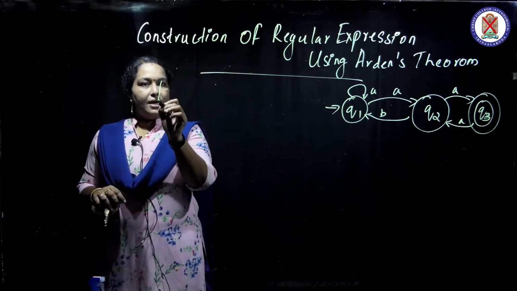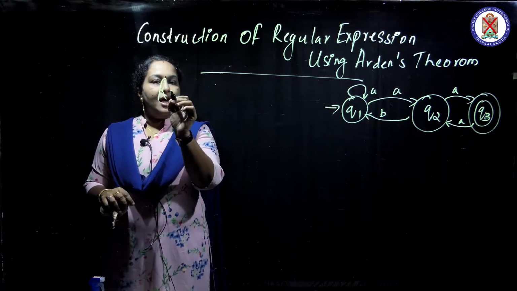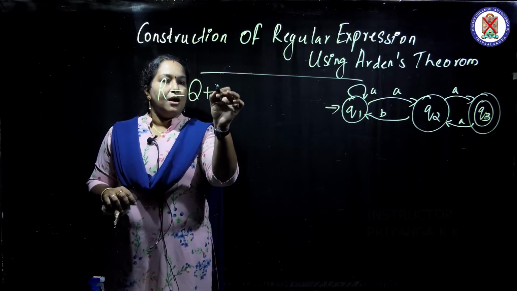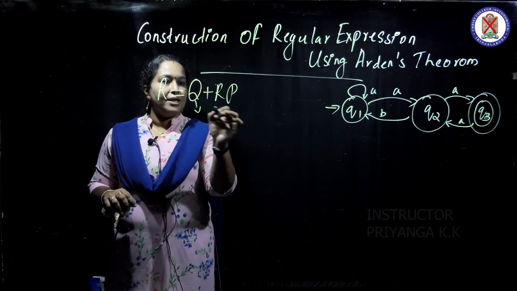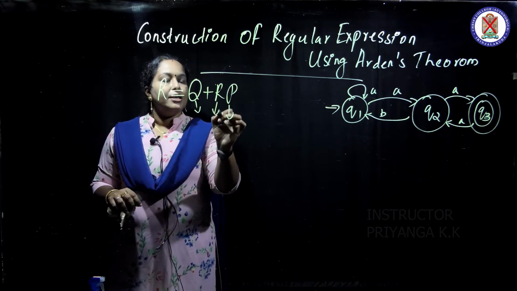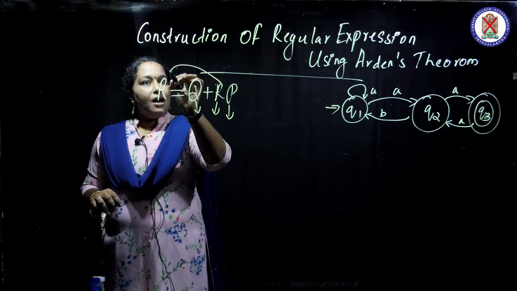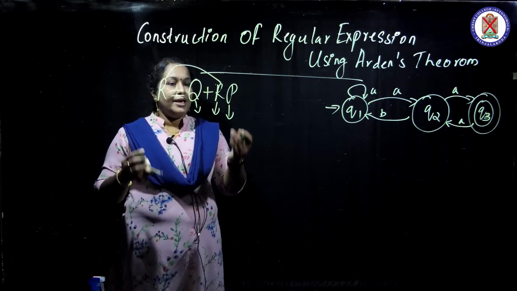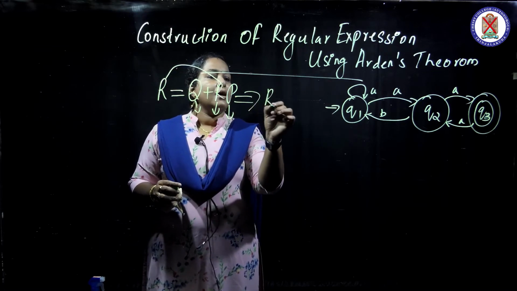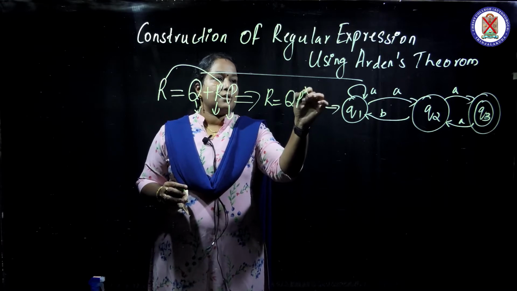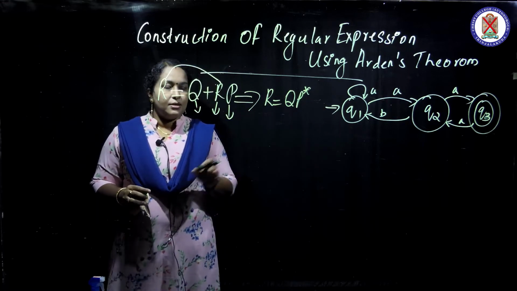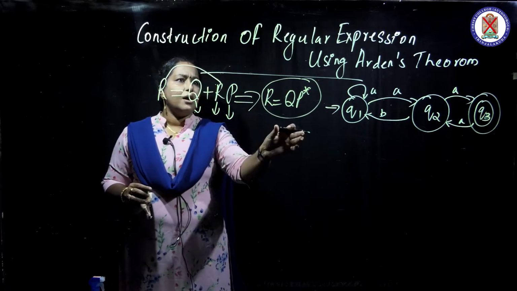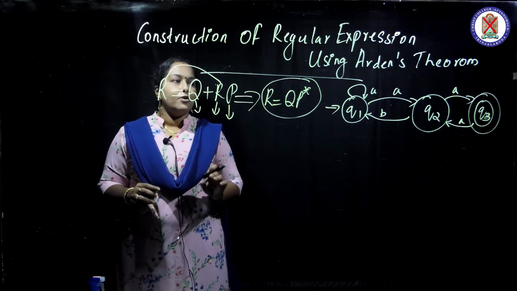Arden's Theorem says that if R is a regular expression of the form R is equal to Q plus RP, where Q is a regular expression, P is a regular expression, and R appears on both the LHS and RHS, then we can write it as R is equal to QP star. We have already discussed this in an earlier video. This is the procedure we use for the construction of a regular expression.